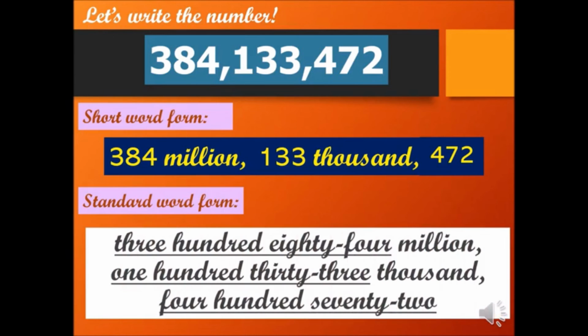But when I ask you to write the number in standard word form, look at the difference between the two. You need to spell out all the numbers in words. So just like 384, you have to spell it out correctly. 384,133,472.